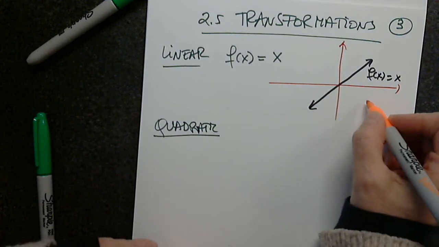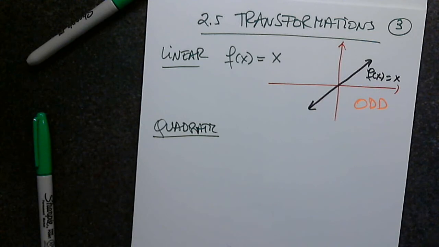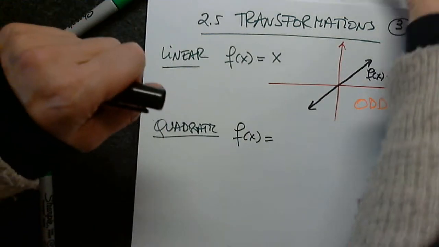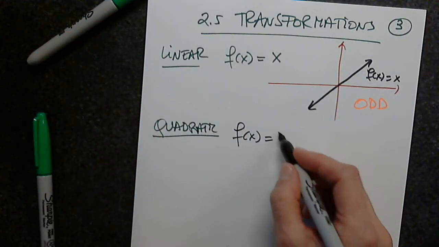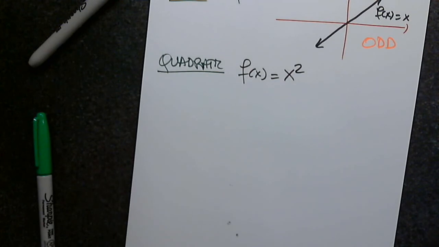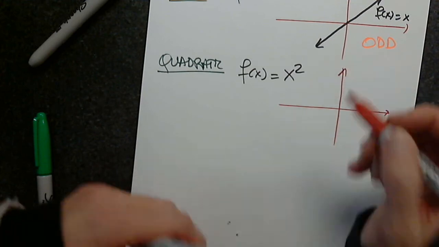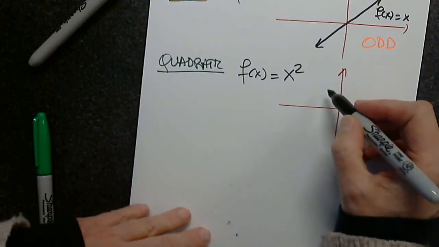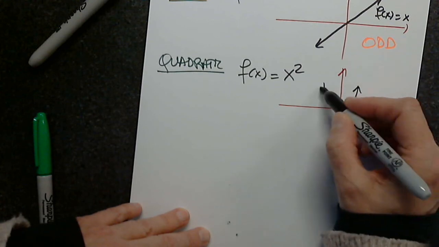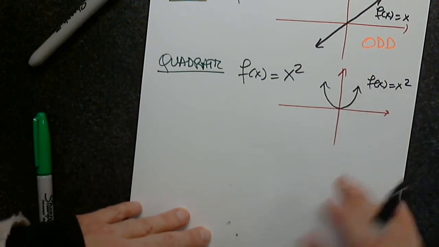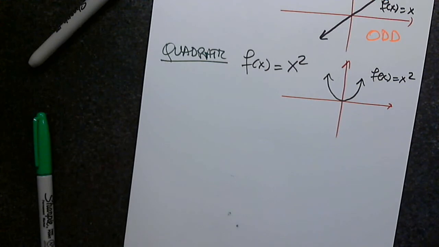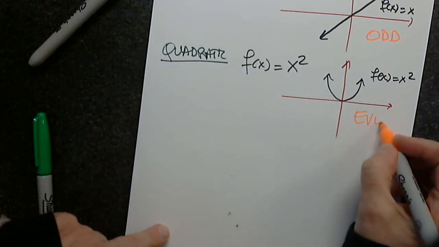What type? Perfect. Thank you. This is an odd function because it's symmetric with respect to the origin. Quadratic. Can anyone give us the simplest possible quadratic function? Excellent. Here's the graph of x squared. Odd, even, or none of the above? Excellent. Indeed.